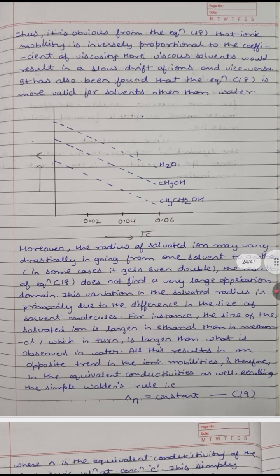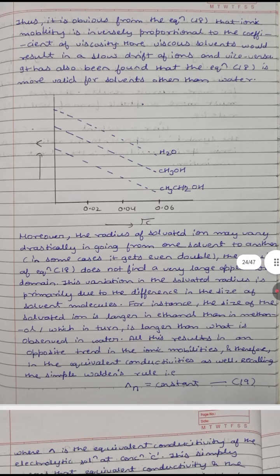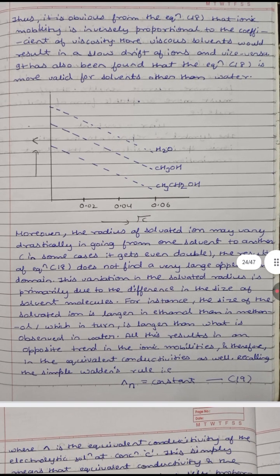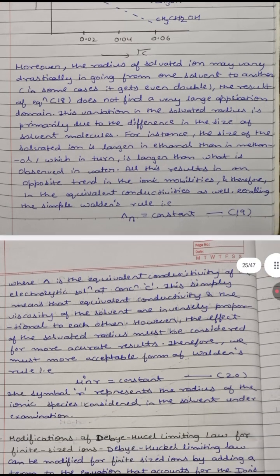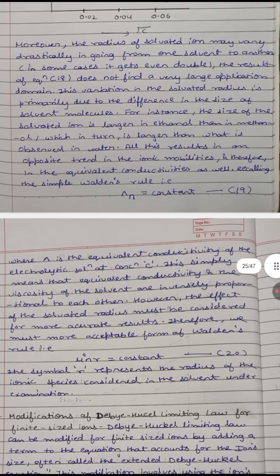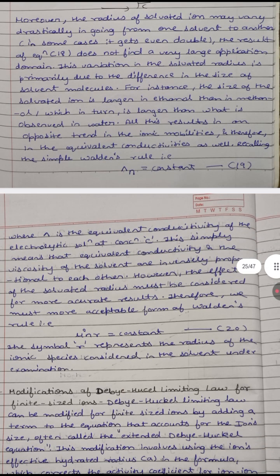It is obvious from equation 18 that ionic mobility is inversely proportional to the coefficient of viscosity. More viscous solvents would result in a slow drift of ions and vice versa. It has also been found that equation 18 is more valid for solvents other than water. Moreover, the radius of solvated ion may vary drastically in going from one solvent to another.